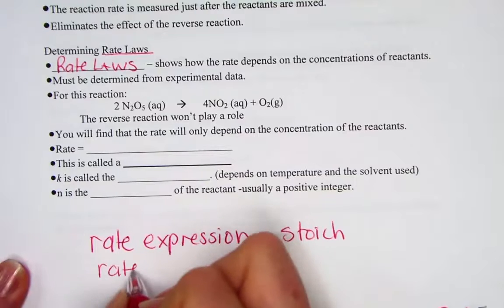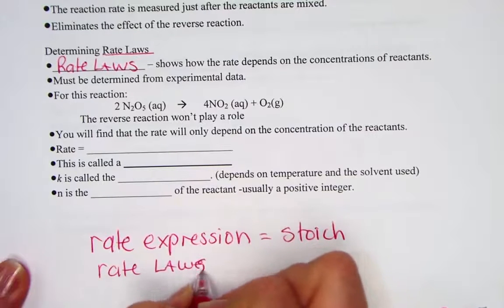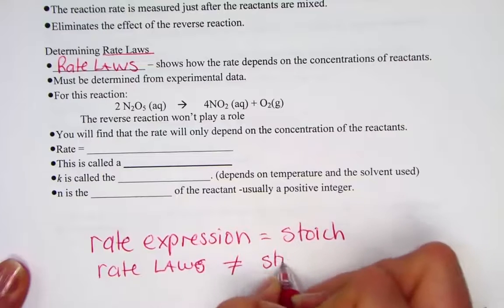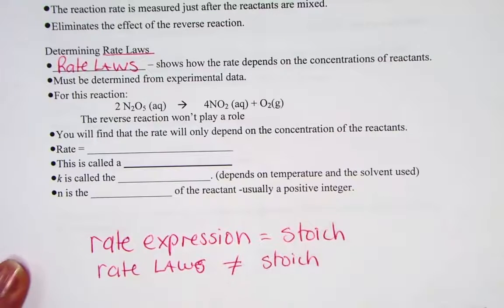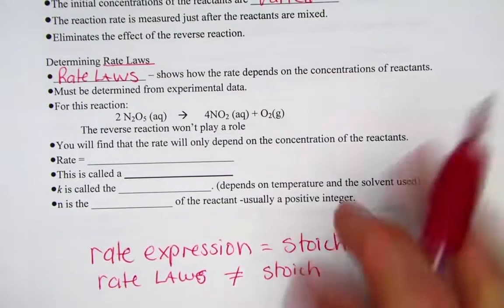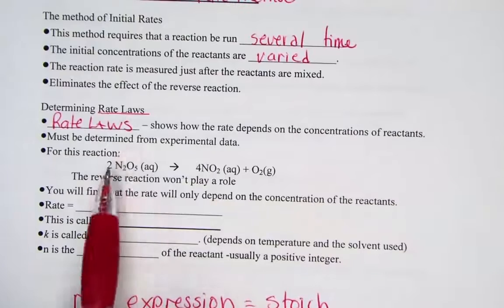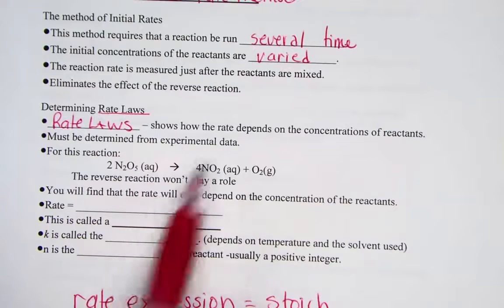Rate laws do not depend upon stoichiometry. They have to be determined via experiment. They have to be based on initial concentrations and reaction speed or kinetics. So the only way to determine a rate law is not from the balanced equation, but from experimental data.